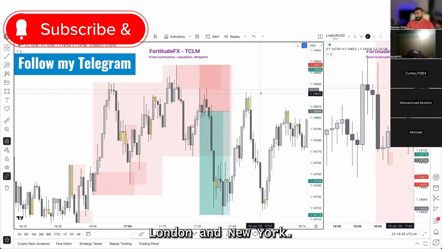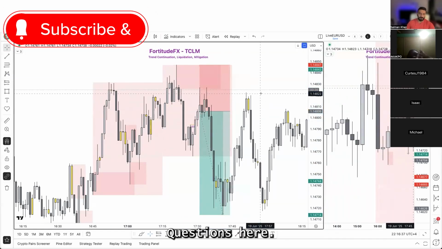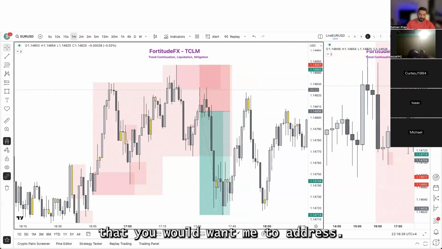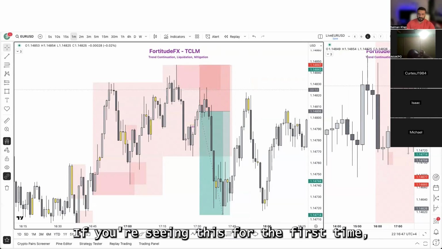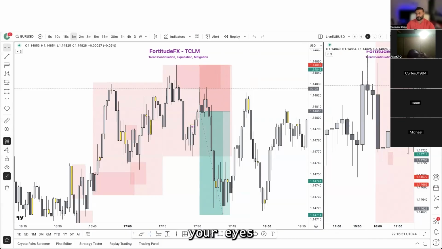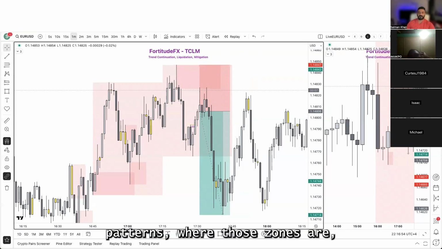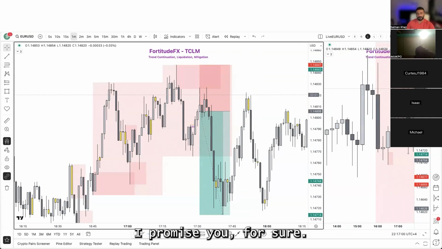London and New York. Question to you. Is there anything that you would want me to address? Anything that is confusing to you right now? It'll come. Don't worry. If you're seeing this for the first time, the more you see and get your eyes used to seeing those entry patterns, where those zones are, where those liquidities are, it will come to you. Nothing is impossible, I promise you, for sure. You just have to put in the right amount of work.